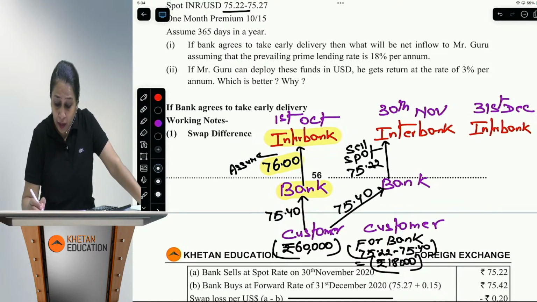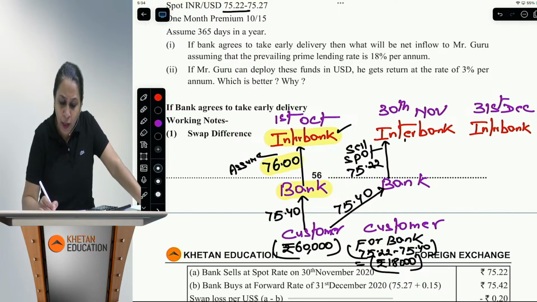Now, this loss is already booked in the books of the bank. Correct? There is one more problem here. The bank is already in a contract in the interbank market that it will deliver $1 lakh after 3 months. So already 2 months are over, 1 month is pending.